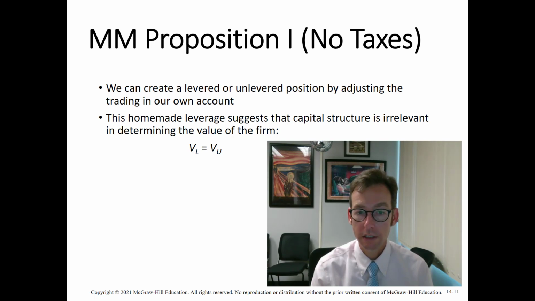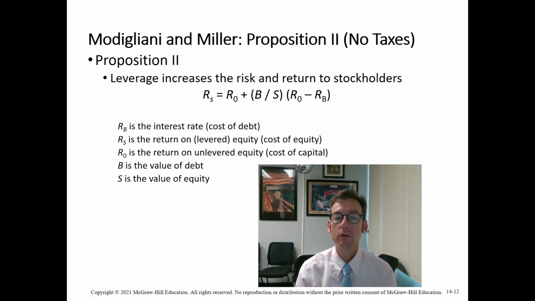Now keep in mind, one of our key assumptions here is that the company and the investor can borrow on the same terms. And we know that investors can get at least as good a deal as companies when it comes to borrowing money. So now we are on to Modigliani and Miller Proposition 2, still not considering taxes. And here's Proposition 2. Leverage increases the risk and return to stockholders. Now this makes sense. We know that risk and reward must go together.